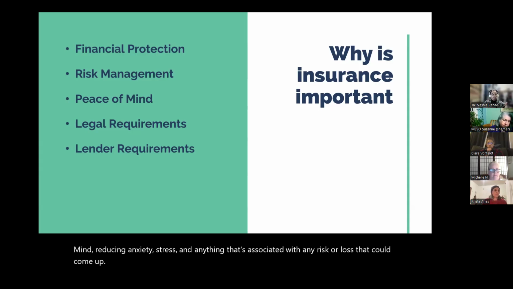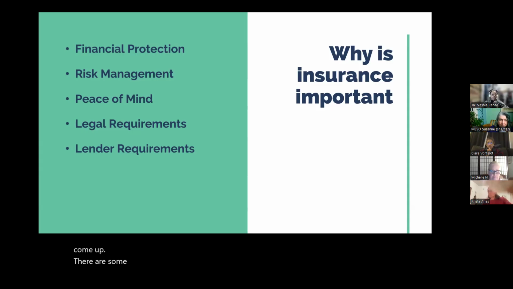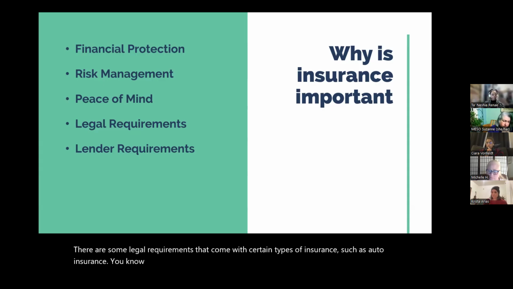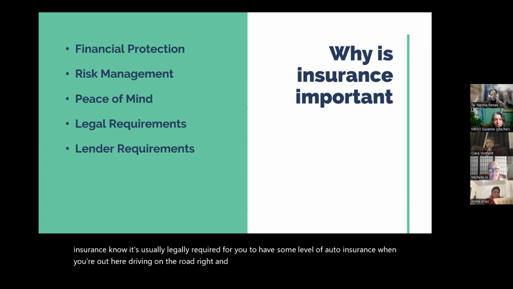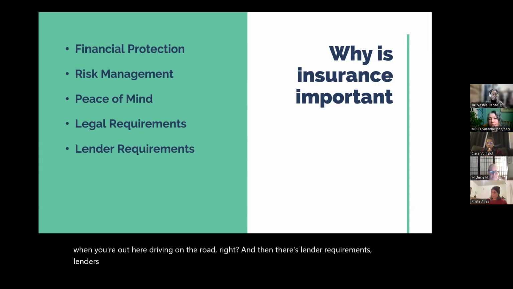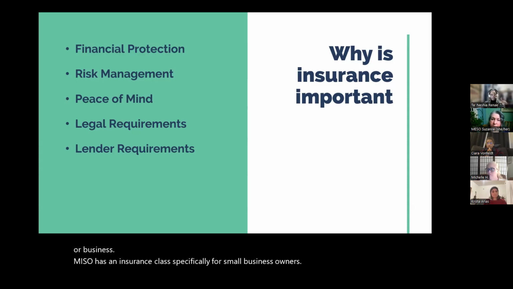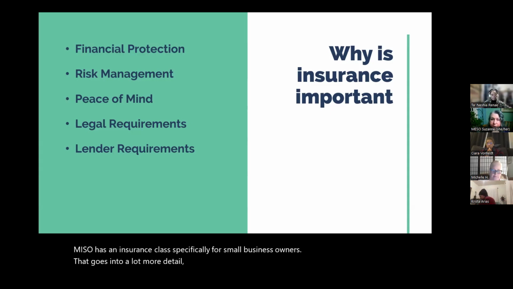There are some legal requirements that come with certain types of insurance, such as auto insurance. It's usually legally required for you to have some level of auto insurance when you're driving on the road. And then there's lender requirements. Lenders often require insurance coverage to protect their assets, such as the home loan, a car, or a business. MISO has an insurance class specifically for small business owners that goes into a lot more detail. So look out for that class as well if you're interested in knowing more about the different insurance types.